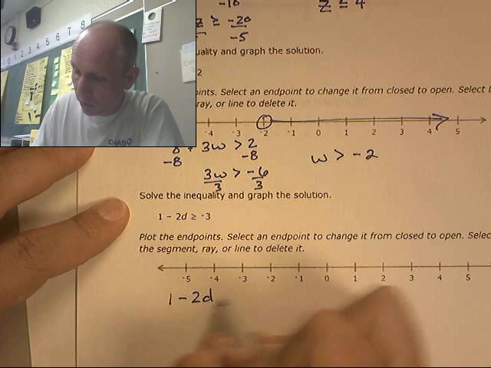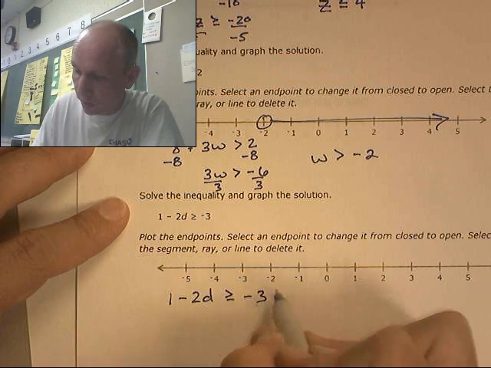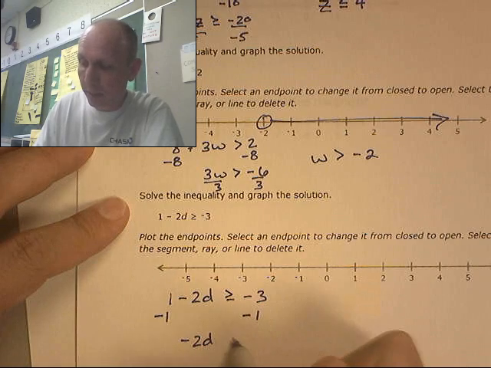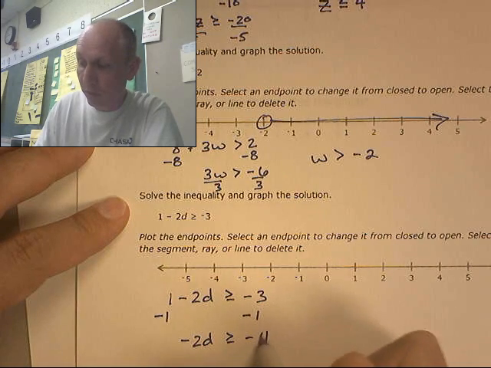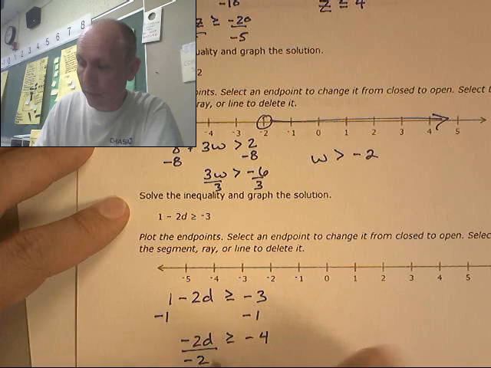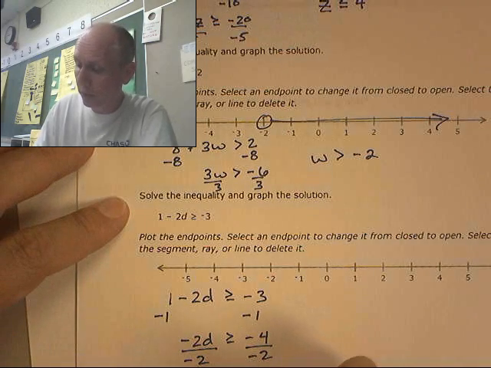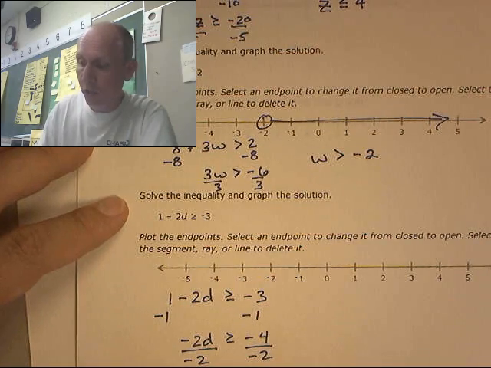1 minus 2d is greater than or equal to negative 3. Subtract 1 from both sides. Negative 2d is greater than or equal to negative 4. Divide both sides by negative 2. d is less than or equal to 2.